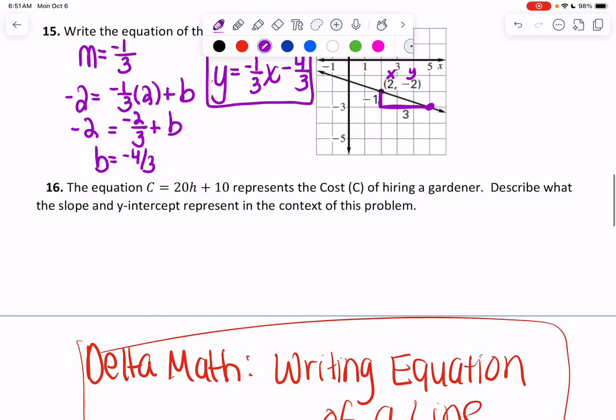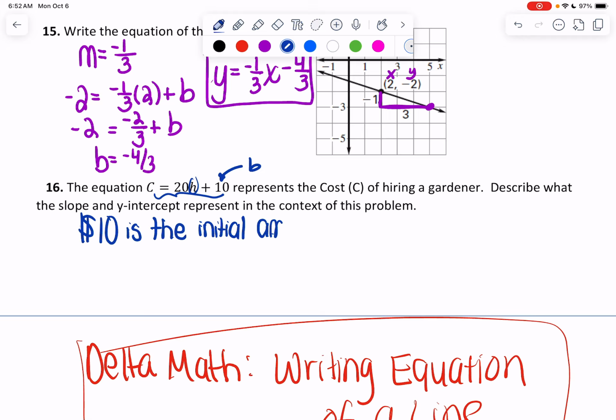Okay, this one says the equation C equals 20H plus 10 represents the cost C for hiring a gardener. Describe what the slope and y-intercept represent in the context of the problem. Well, H stands for hour. So here's what I would say: the 10 is the y-intercept. You don't necessarily need to know this for the lesson tomorrow, but it's interesting to think of your y-intercept as your initial amount. So you could write $10 is the initial amount.